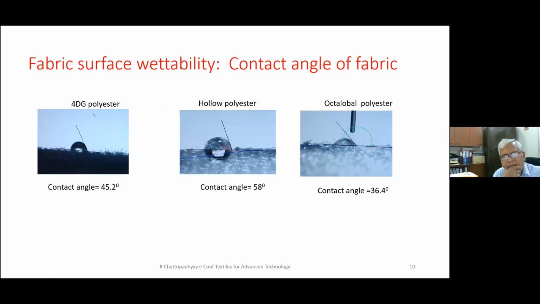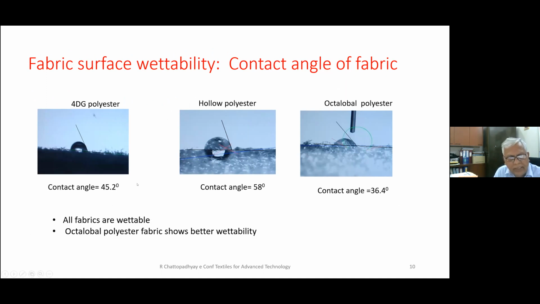Now, first of all, the fabric surface wettability was checked, and what was found, which is stated and shown in this particular diagram, is that all the fabrics are wettable. But the contact angle, if you look at, for 4DG it is around 45.2 degrees. In the case of hollow polyester, it's 58 degrees. And in the case of octolobal polyester fiber, 36.4 degrees. That means octolobal polyester fabric shows better wettability in comparison to the other two.